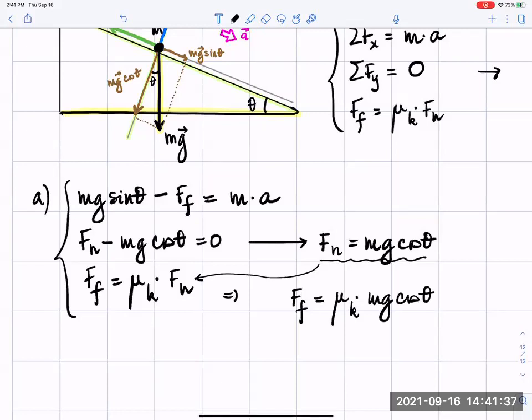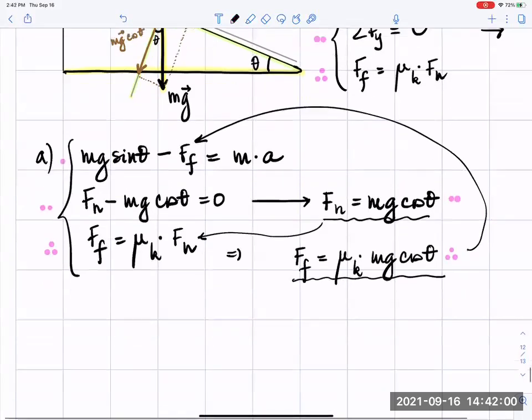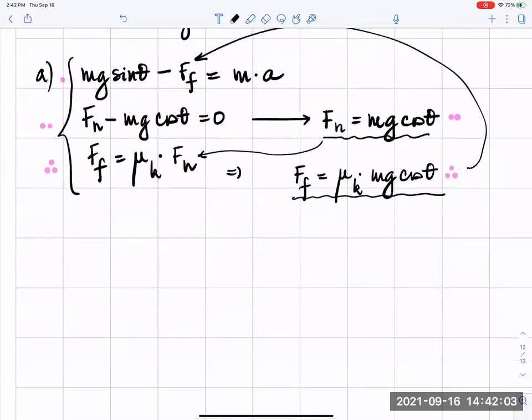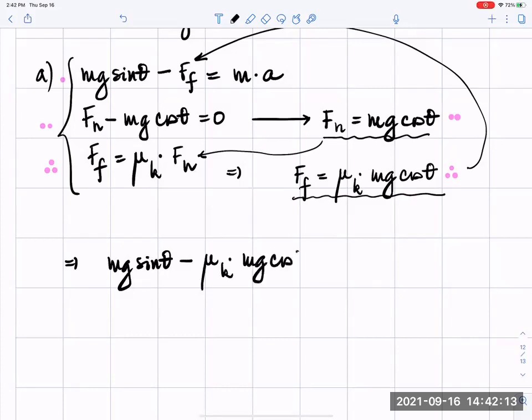Now let me put some dots here for your equations, right? So we have equations 1, 2, and 3, and that's what they became after we developed them a little bit. Equation 2 becomes that, equation 3 becomes this, and now I'm going to use that information for the force of friction. I can take that and plug it into my first equation. And let's see what we get out of that. So the result is mg sine of theta minus, instead of friction, we have mu k mg cosine of theta.